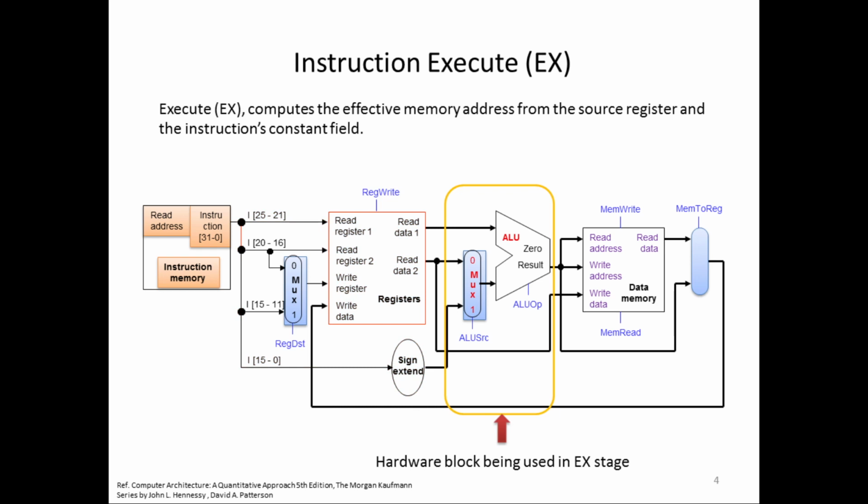In the next stage, we see instruction execute. In this, we are effectively computing the memory address from the source register and the instruction's constant field. Therefore, this part of the hardware block, containing the ALU and the 2:1 multiplexer, is marked in red because it is responsible for performing the execute operation of the 5-stage pipeline. The respective control signals that need to be activated in this stage are ALU SRC and ALU operation.